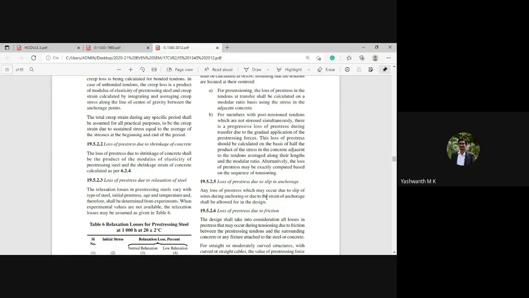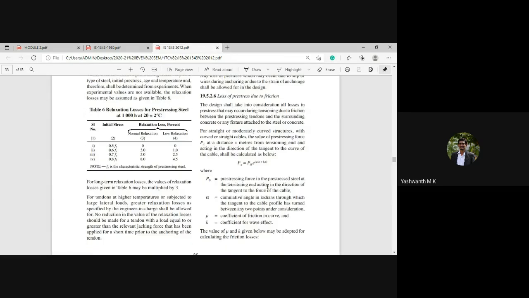Here they have not specified any formula, but we know how to calculate it. The loss of stress due to anchorage slip is equal to delta, that is the anchorage slip in millimeter, multiplied by the modulus of elasticity of steel, divided by the length of the cable in millimeter. Using this formula, we calculate the loss of pre-stress due to slip in anchorage.